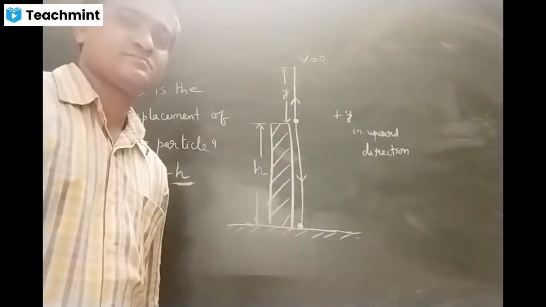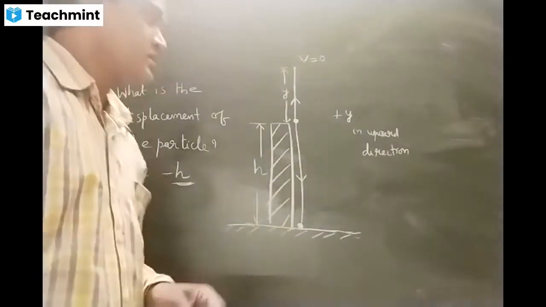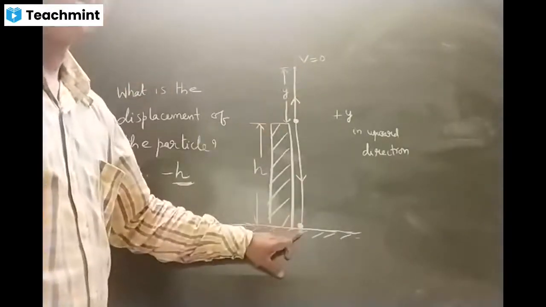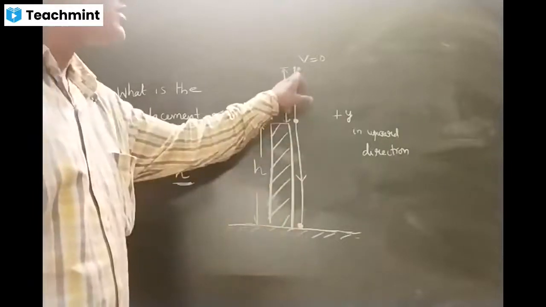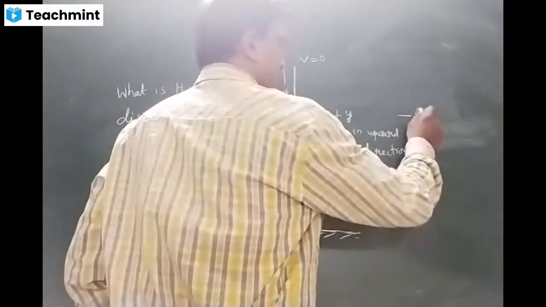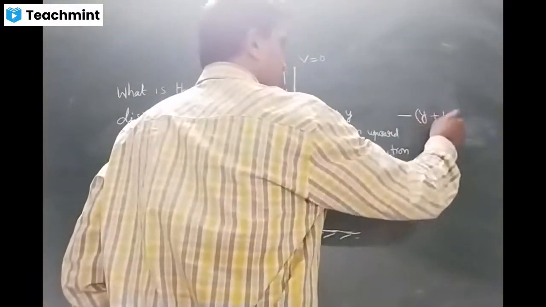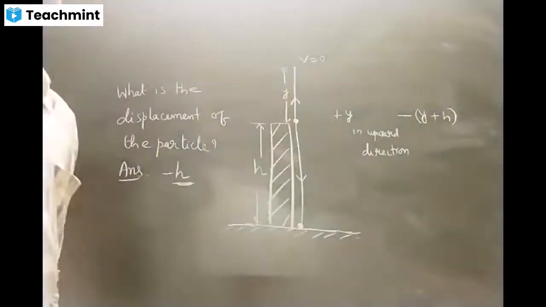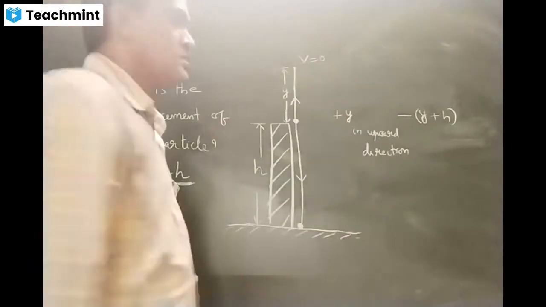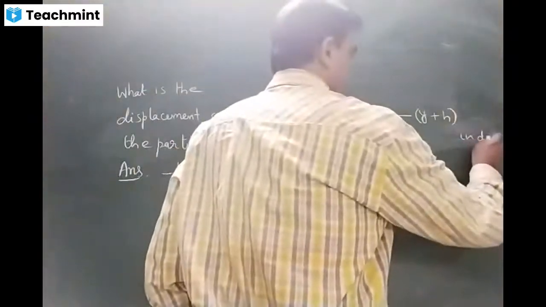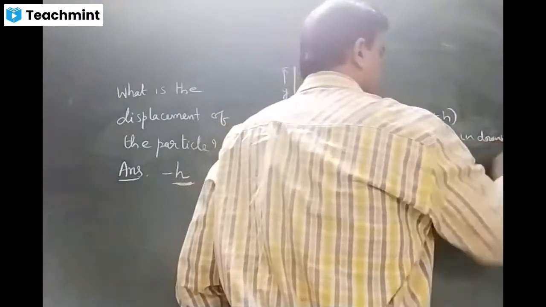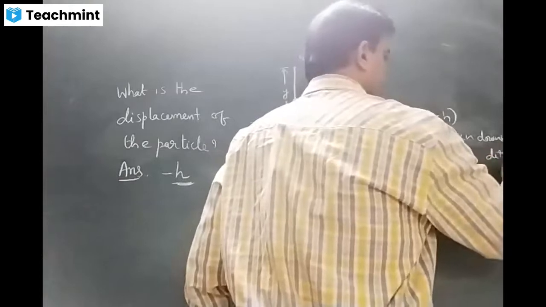Minus y, minus h. Distance covered in the downward direction, that is from this point to the foot of the tower, is minus y minus h, that is, minus (y plus h). Downward direction is taken as negative, so this is in the downward direction.